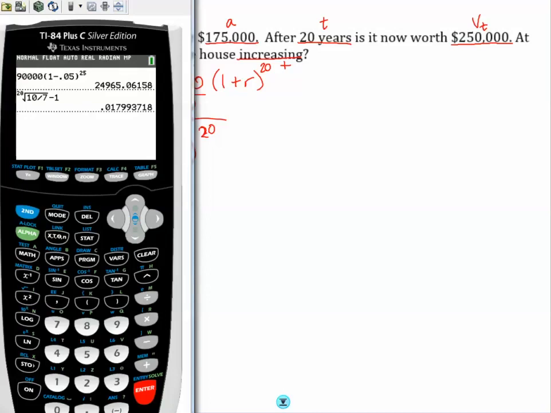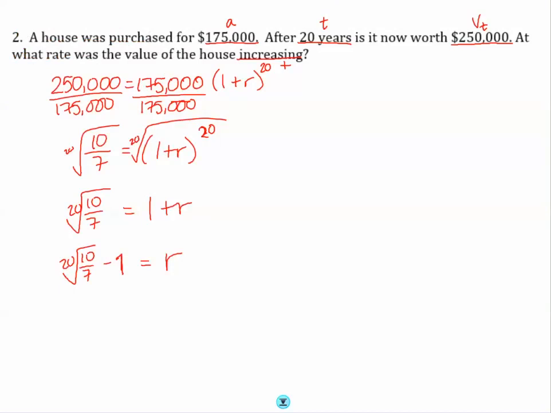So this would give me 0.0178. So if that is our rate, that's the decimal version. So if I move the decimal 2 places, I end up with 1.78%.